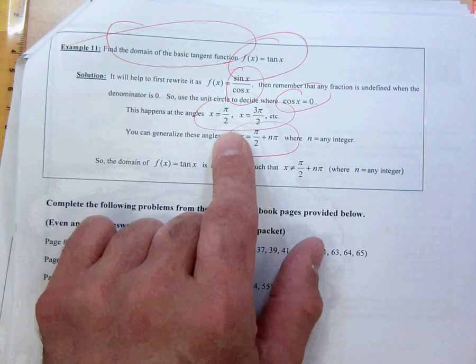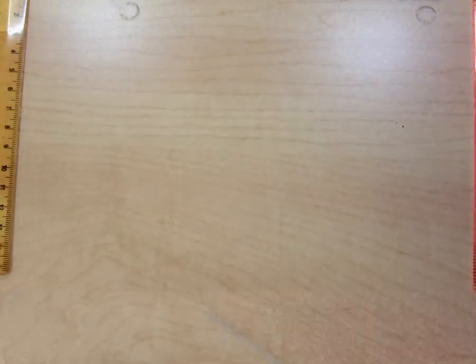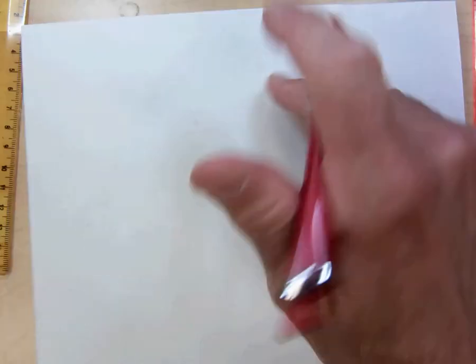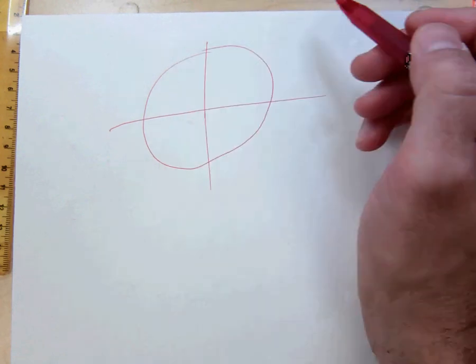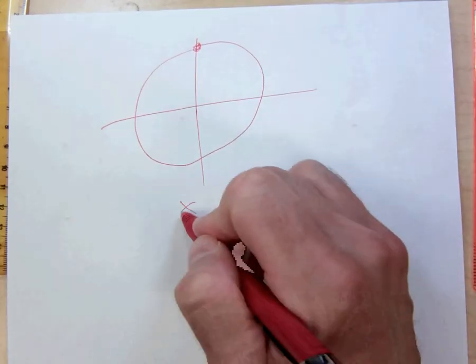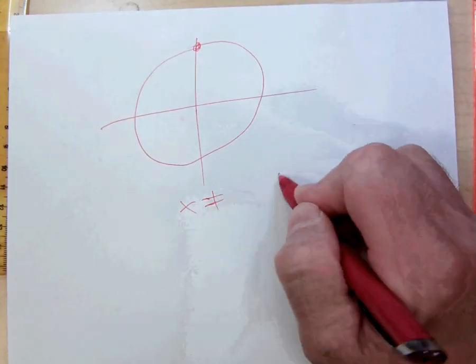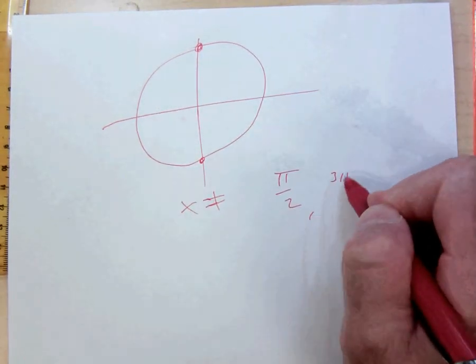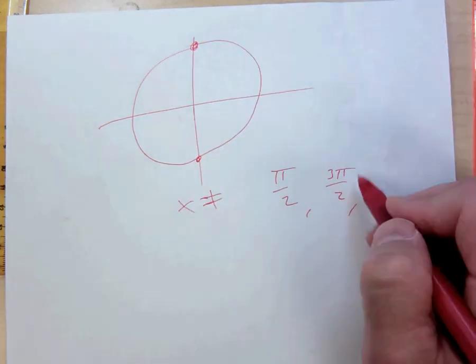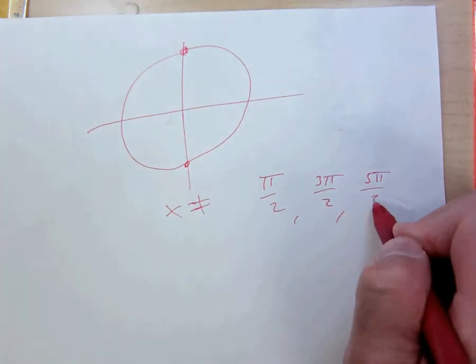Think of the unit circle. Where on the unit circle is the cosine, which is the x value, 0? Here. So x cannot be what? Pi over 2. What else? 3 pi over 2. And if you keep going around the circle by adding another pi, what's the next one going to be? 5 pi over 2, 7 pi over 2.